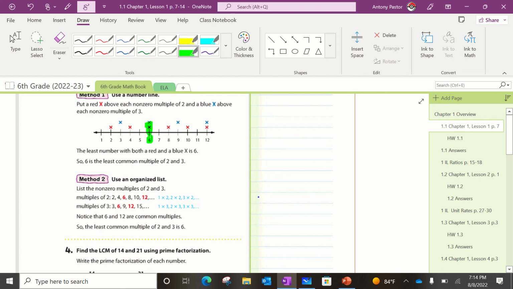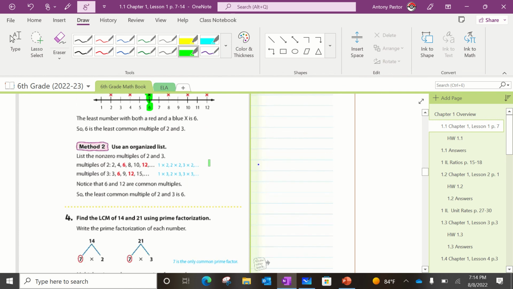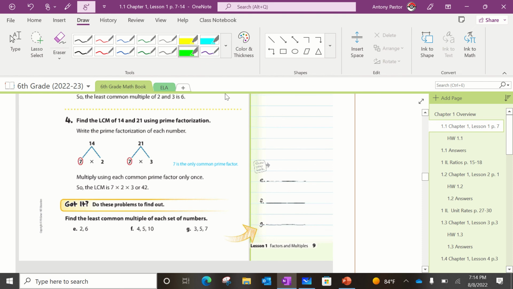Now, there's got to be an easier way to figure this out. The least common multiple of 14 and 21 using prime factorization. When we use prime factorization, 14 and 21, we notice that 14 is 7 times 2 and 21 is 7 times 3. 7 is the only common prime factor. Therefore, 7 is the least common multiple.